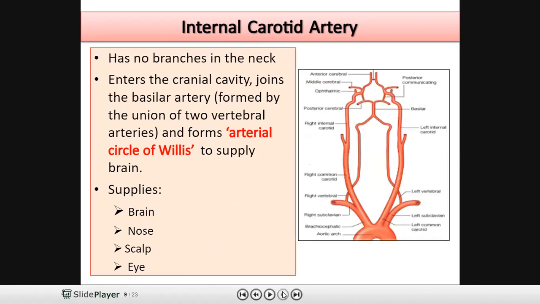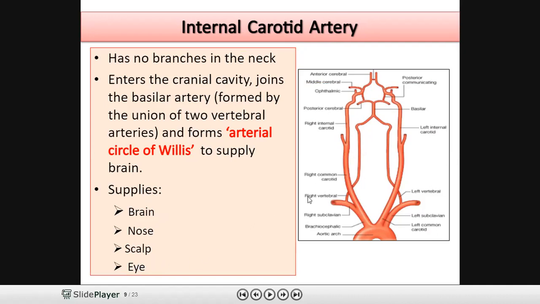Okay, now the internal carotid artery. This one has no branches in the neck. It enters the cranial cavity and joins the basilar artery, which is formed by the union of two vertebral arteries, which we talked about in our last class. The internal carotid artery, together with this basilar artery, forms the arterial circle of Willis, which we discussed in the previous lecture. And then this internal carotid artery supplies the brain, the nose, the scalp, and the eye.